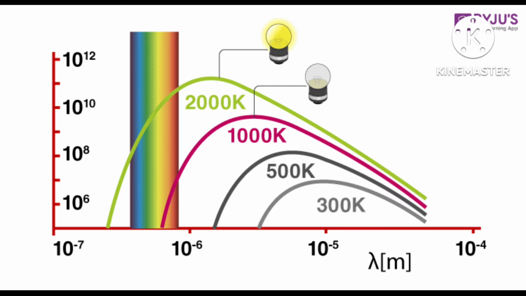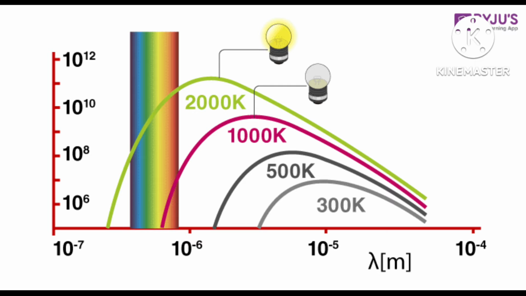This h is called the proportionality constant, known as the Planck constant. What is the value of this h? The Planck constant has the value 6.626 into 10 to the power minus 34 joule second.